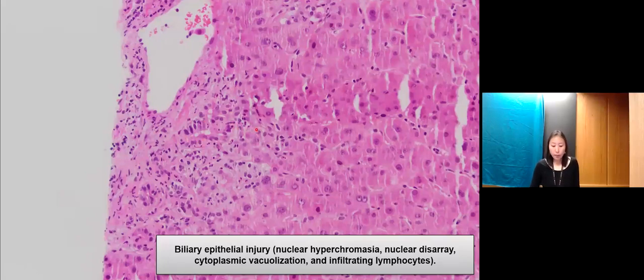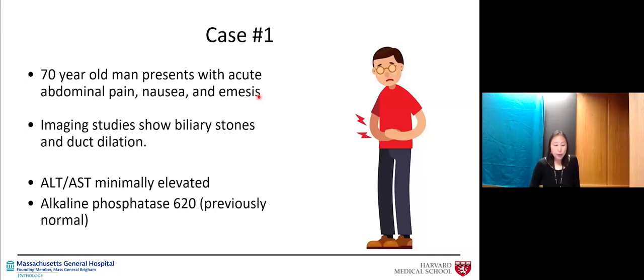And so you don't have to see all of these features to officially classify a biliary epithelial injury, but obviously the more you see and the more prominent the findings, the more confident you are that this biliary epithelial injury is a pathologic process as opposed to a secondary injury due to portal inflammation in the nearby vicinity.